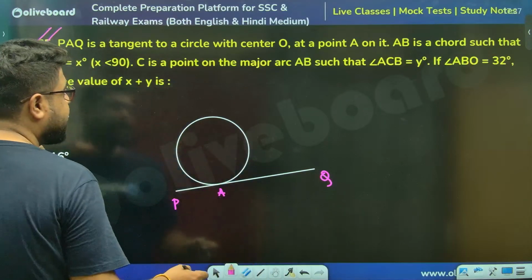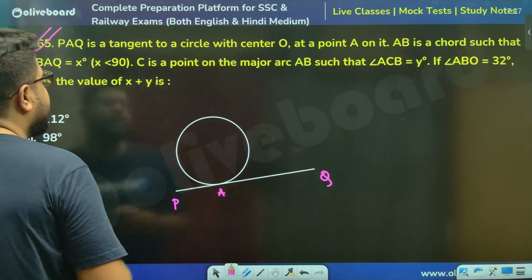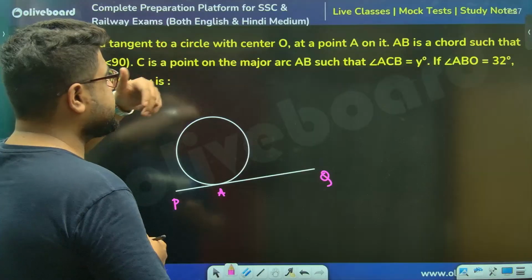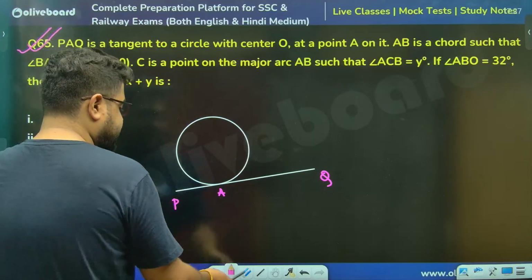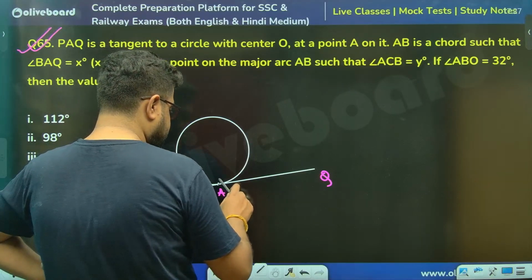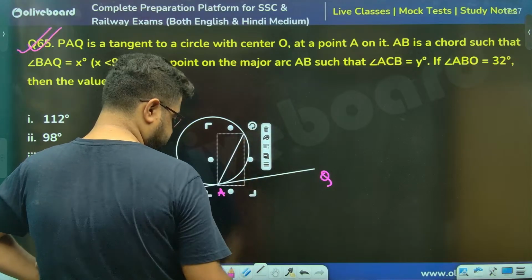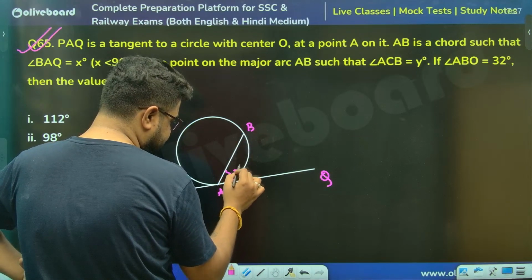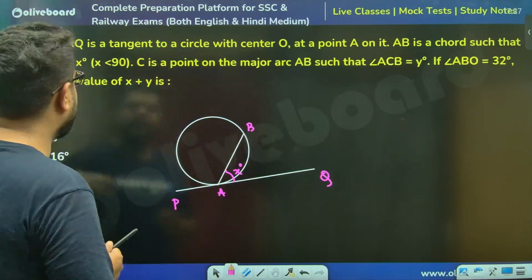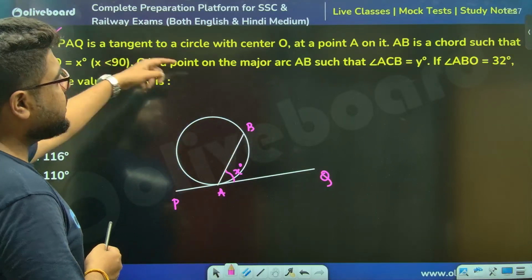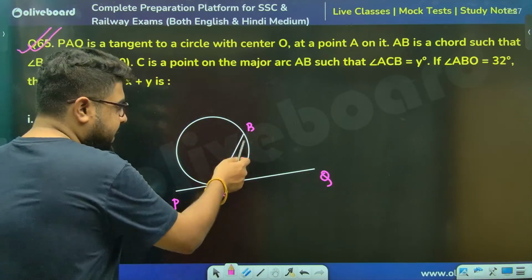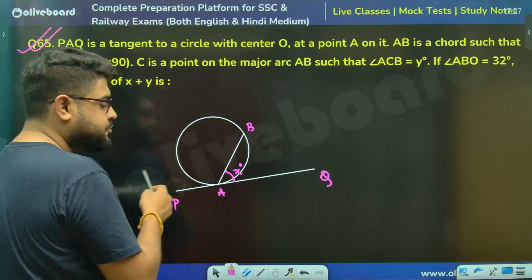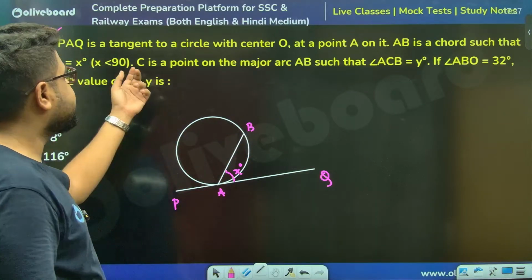AB is a chord such that angle BAQ is x degrees. So this is B, and this angle BAQ is x degrees, they have told you. Now, C is a point on the major arc AB. The major arc means this left hand side, so there is a point, let's say C.